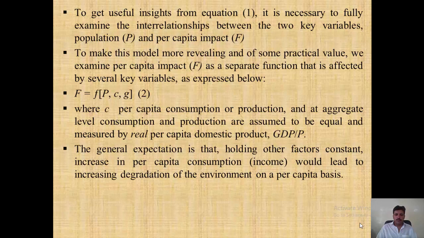The general expectation is that, holding other factors constant, an increase in per capita consumption would lead to an increase in the degradation of environment on a per capita basis. This equation says that if P and G are kept constant, then an increase in the per capita consumption will lead to an increase in the per capita environmental degradation.